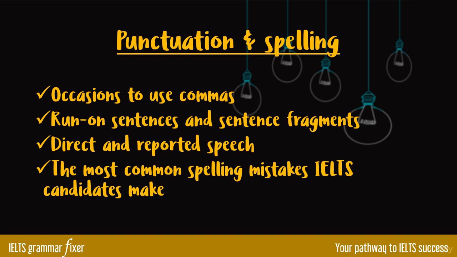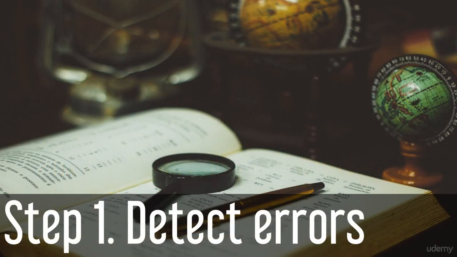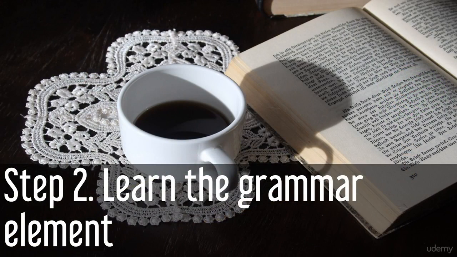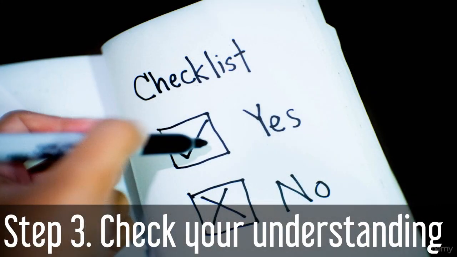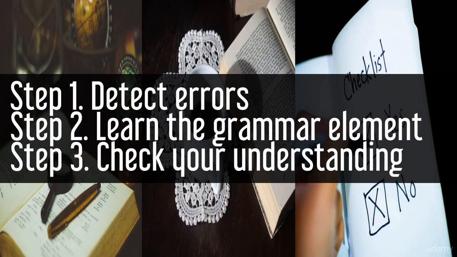Through all lectures, I'll use 3 simple steps. Step 1, detect errors. Step 2, learn the grammar element. Step 3, check your understanding. With these easy steps, you'll learn most essential grammar elements that you need for your IELTS exam efficiently, and be able to avoid most common mistakes IELTS candidates make in their exams.